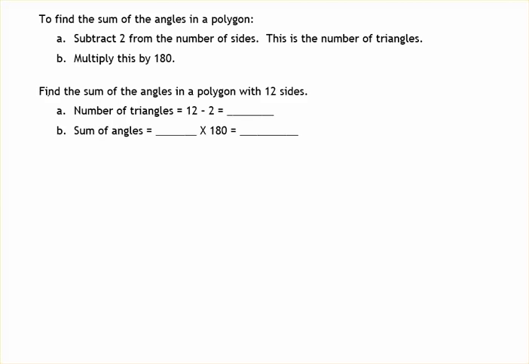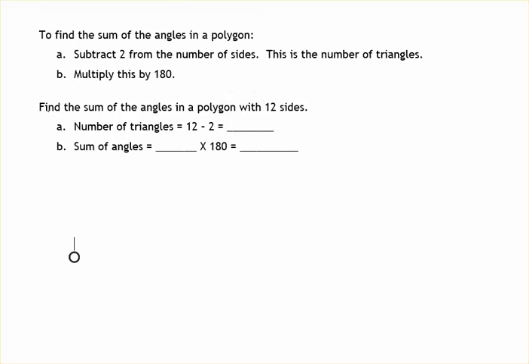Let's use this formula to find the sum of the angles in a polygon with 12 sides. So we start off by finding the number of triangles, which is 12 minus 2. There will always be 2 less triangles than the number of sides. If we have 12 sides, we have 10 triangles. Then we'll find the sum. We take the number of triangles, which was 10, times 180. That means that a polygon with 12 sides has a total of 1,800 degrees.